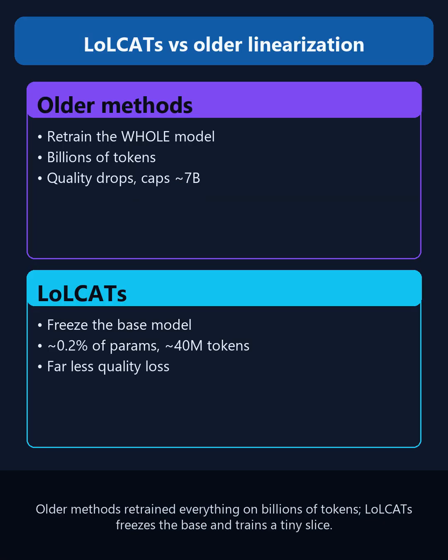Compare this to older linearization methods. They retrained the whole model on billions of tokens, often degraded quality sharply, and stalled around 7 billion parameters. LoLCAT instead freezes the base and trains only the attention feature maps plus a LoRA adapter, about 0.2% of the parameters, on just tens of millions of tokens. That is a fraction of the compute, with far less quality loss. Efficiency is the whole point.